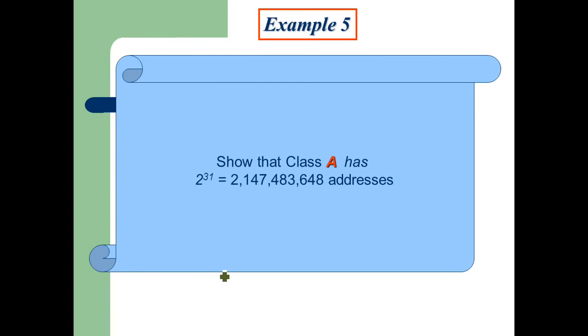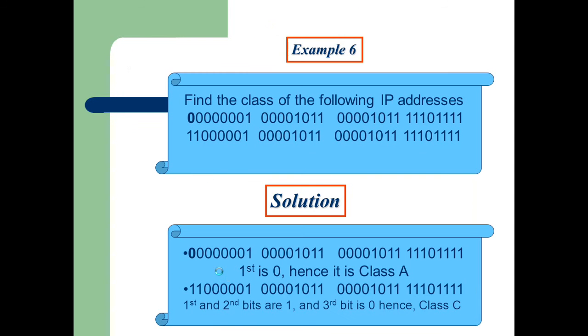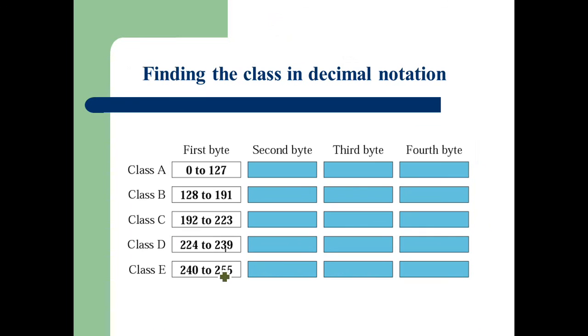Now from this we can see that class A has 2 to the power 31 number of addresses. One bit is fixed, so it should have 2 to the power 31 addresses. Now I'm skipping this part. Now this is what we have calculated. The first byte, if it is 0 to 127, this is class A. 128 to 191, this is class B, then class C, class D, class E.